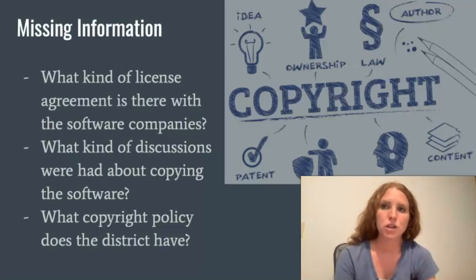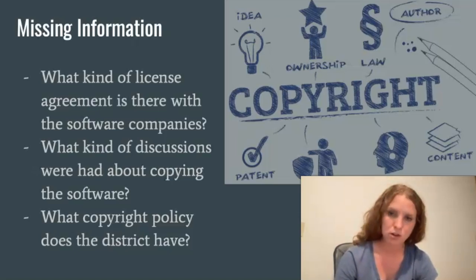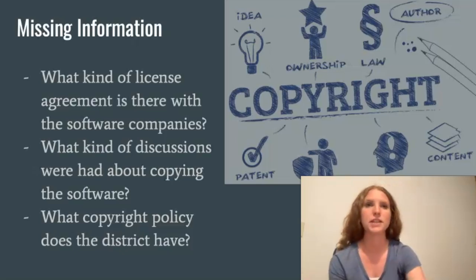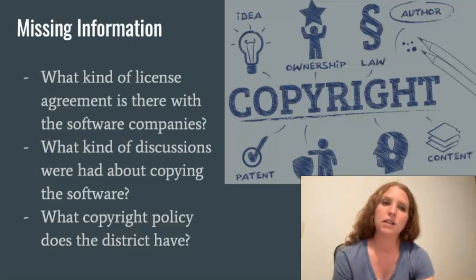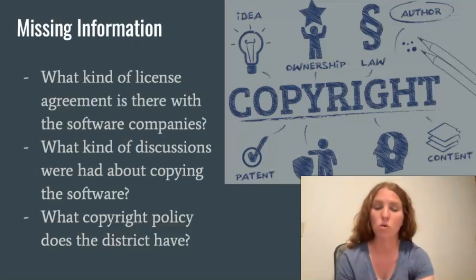Some of the missing information that I think I would like to know more about in this case is what kind of license agreement is there with the software companies? It would be important to note those kinds of things. So reading through the terms of use, how many copies can you make of this? Because maybe she is within her right to copy it more than once. It is a general rule that with a license, you can make one copy of it and keep it as a backup copy. You are not supposed to use it unless your original copy does not work or is lost, though.